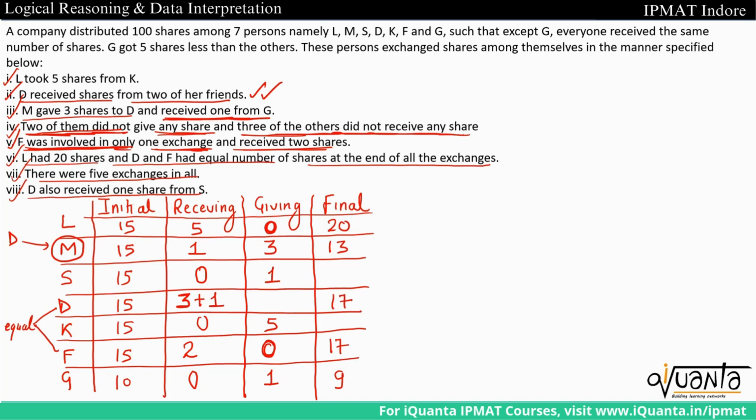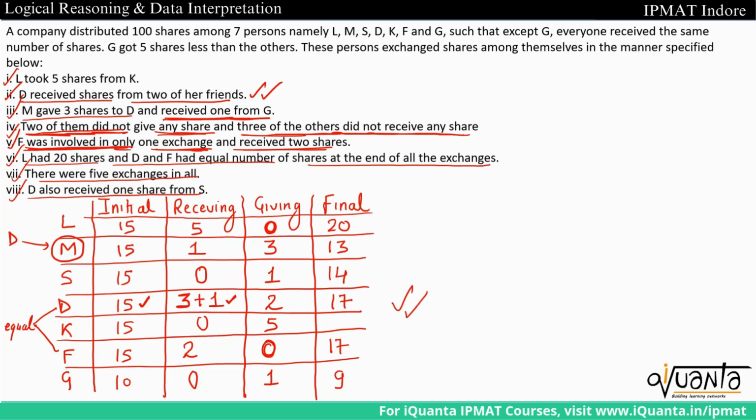So 15 were initially with D. He received 4 in total. So 15 plus 4, 19. So how many should he give away so that he remains with 17 finally? So he should give away 2 shares finally. For S also we have all the data. So finally the number of shares with S will be 14, because he had 15 initially and he gave 1. So now our table is complete.